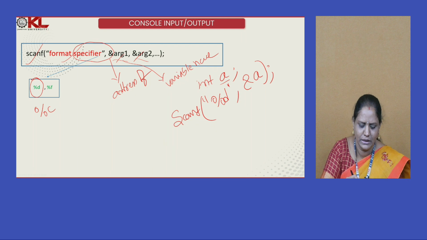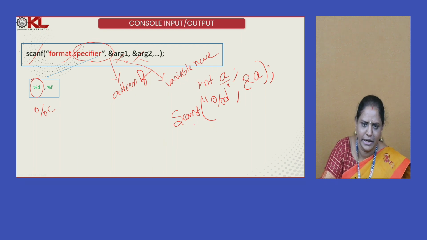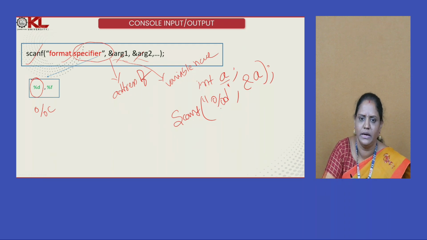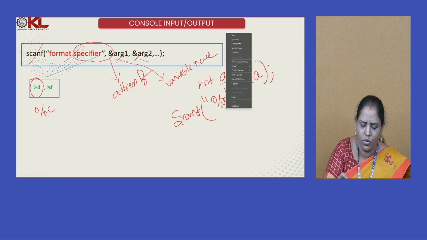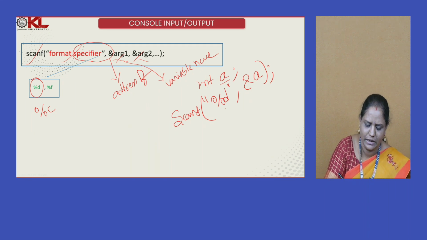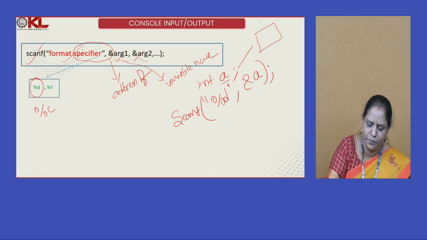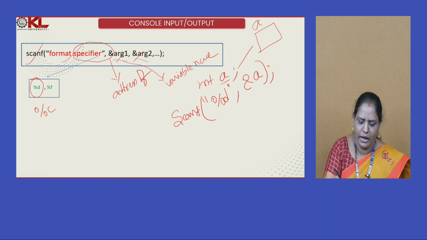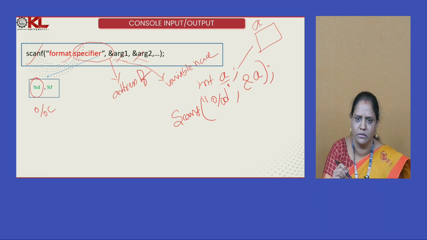Get the instruction clearly. scanf is used to get input from the keyboard. In quotation marks, %d represents that the compiler has to get an integer value from the keyboard, and whatever value we get should be stored in the variable called address of a. Now look here: when I declare a variable, the computer occupies some memory for my variable a and gives the name a to that location.